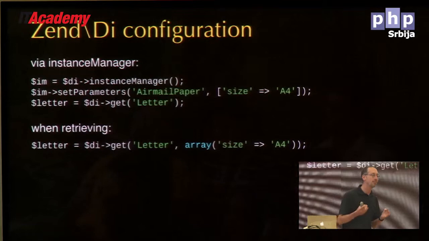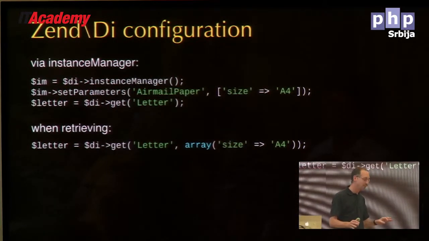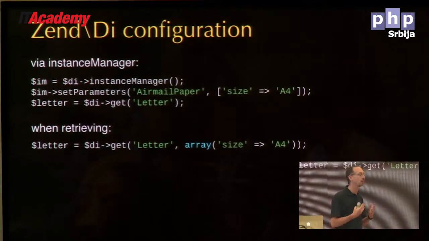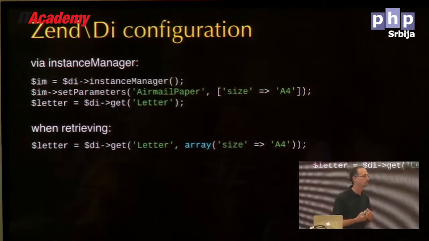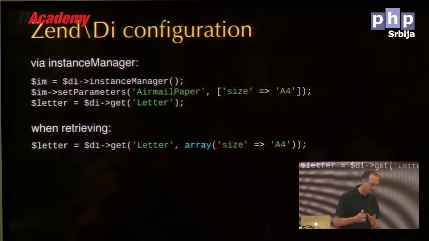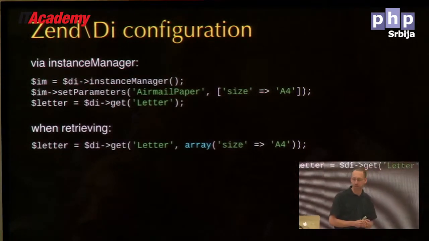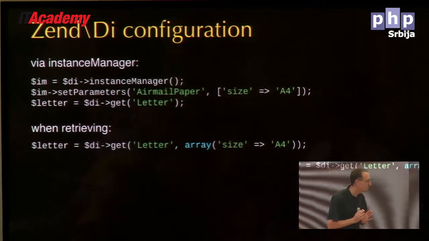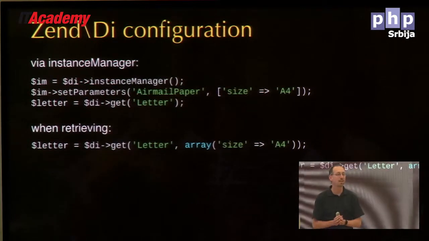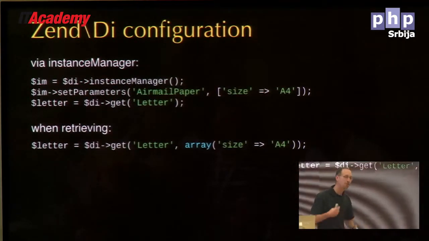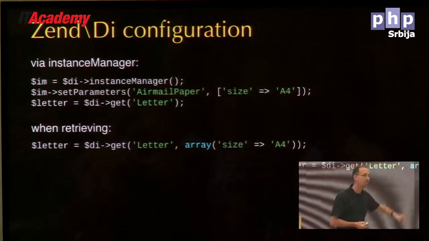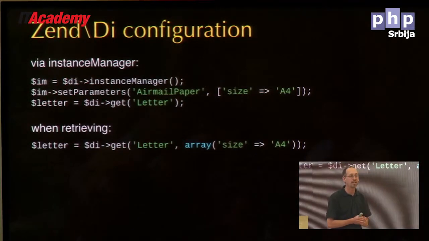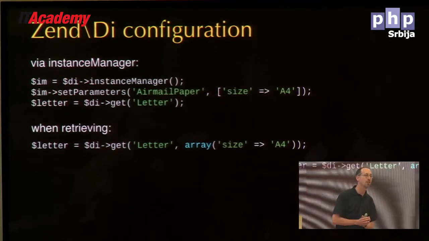Obviously, we still need to tell it about sizes. So it's not a magic bullet. It doesn't understand that I want A4 paper. It is not telepathic. So we have to tell it how to pass in the scalar parameters into the constructor. So we do that via set parameters. Here I'm telling the DI container that if you need an airmail paper, please set it to A4. And it's using reflection again, so I'm using size as my parameter, and the container will look for $size as its particular key within the function signature of the constructor.